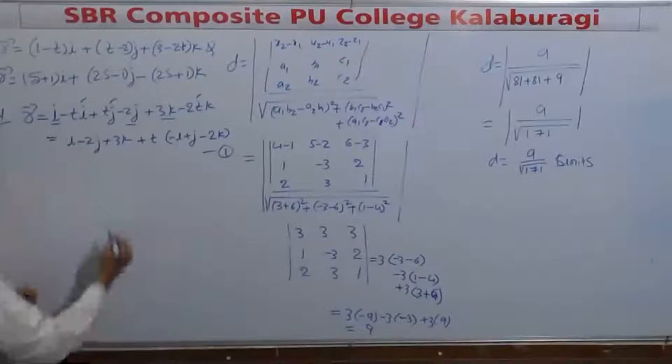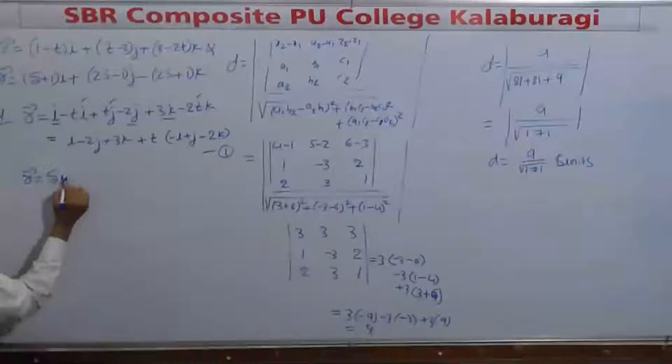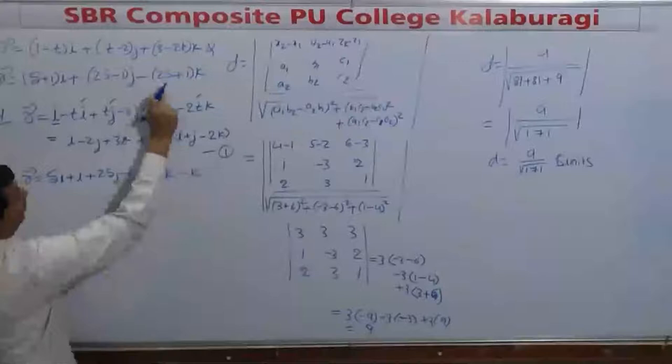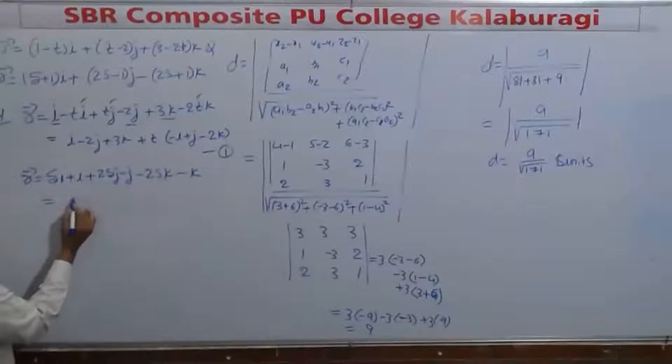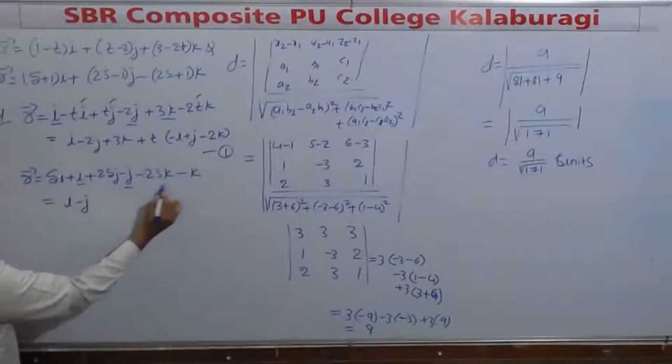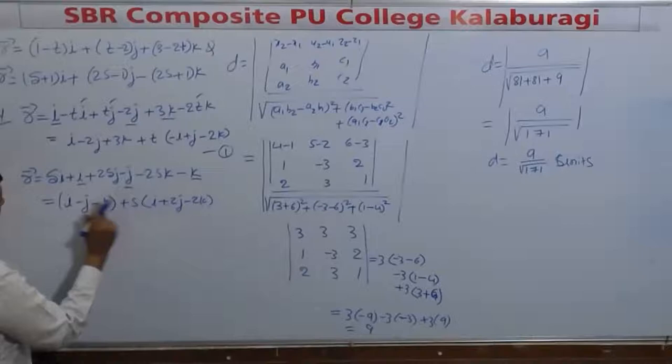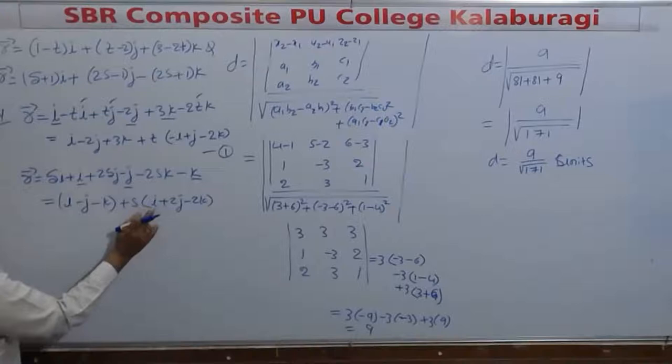Similarly, take the second equation: r equal to s i plus i plus 2s j minus 2s k minus k. Again I want to write all without s terms: i minus j minus k. And take s common here: s times i plus 2j minus 2k. Got it.